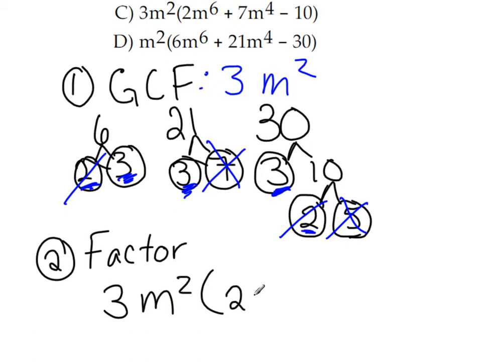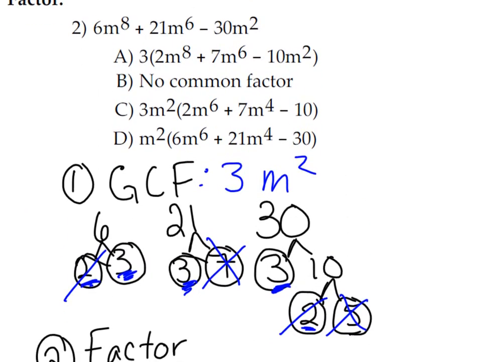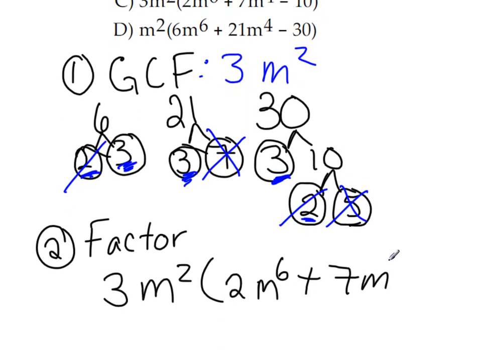Well, we have 2 of them. We need 6 more, because 2 plus 6 is 8. So there we are. Now we continue on to the next part. We say, what times 3m squared will get us 21m to the 6? Well, 3 times 7 will get us 21. We have 2 m's, so we need, how many did we need? I gotta cheat and look. We need 6. So we need 4 more m's, because 2 plus 4 is 6.